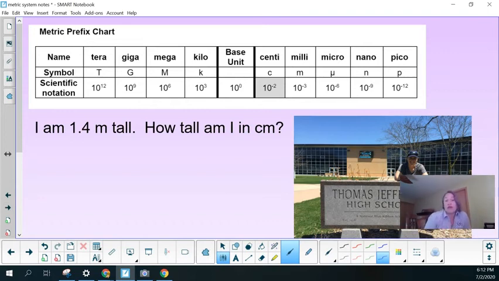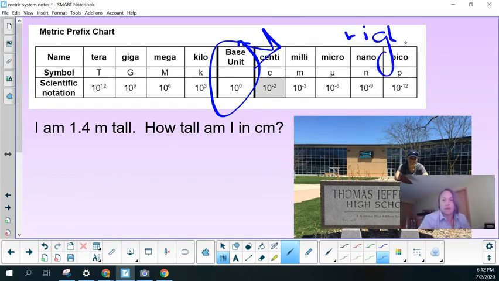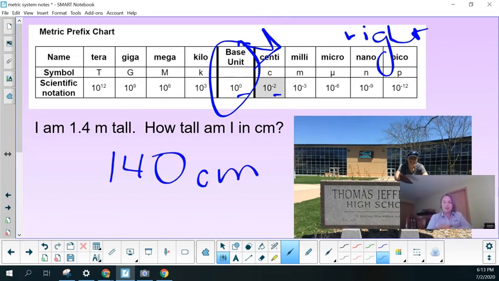If I am 1.4 meters tall, how many centimeters am I? How tall am I in centimeters? Well, we start here with our base unit, and we want to go to centimeters. So this time our decimal moves to the right. And how many places? 2 places. So we end up with 140 centimeters. Why 2, you might ask? Again, we're looking at the numbers on the exponents. The difference between 0 and -2 is 2.